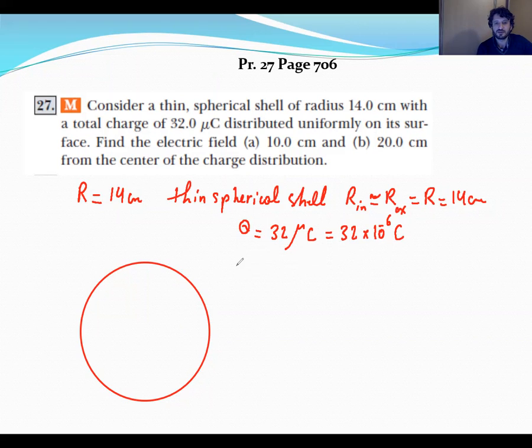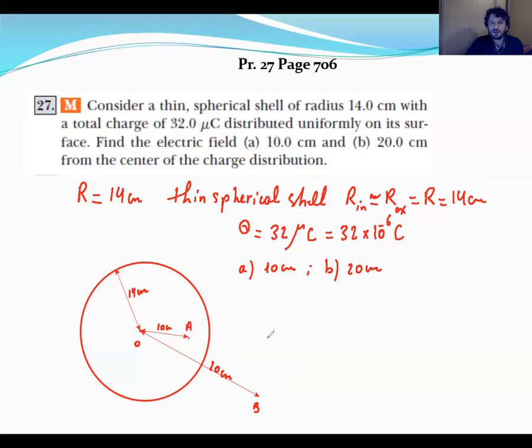Find the electric field at 10 centimeter and at 20 centimeter from the center of the object. Here we have the center O. We have a radius of 14 centimeter. I want to calculate the field at 10. Let's say here we have a point A, and here we have a point B at 20 centimeter. Okay.